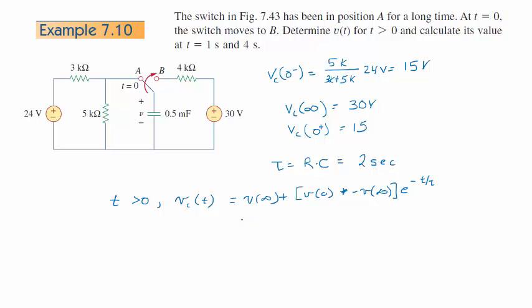So now I can write the whole equation out: we have 30 plus 15 minus 30 times e to the minus t over 2 volts after the switch closes. So now it's just a trivial problem of solving for when t equals 1 second and t equals 4 seconds. You just substitute that into the equation and get the answer.